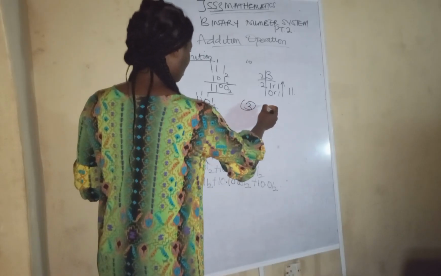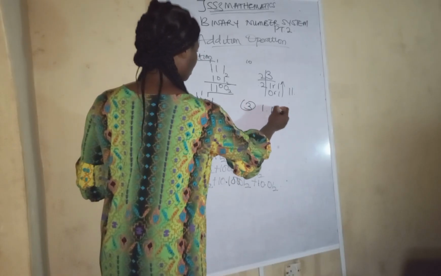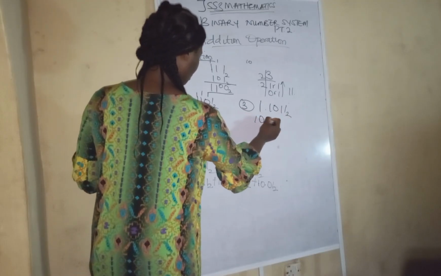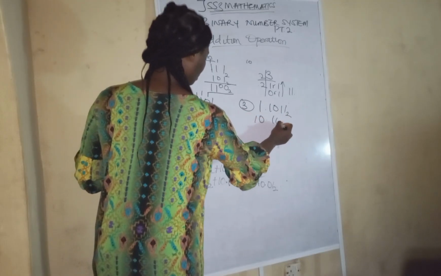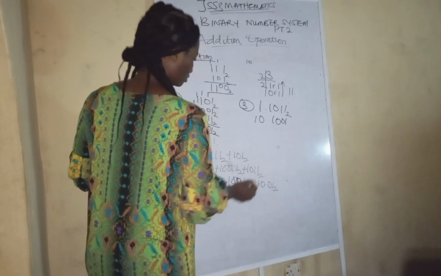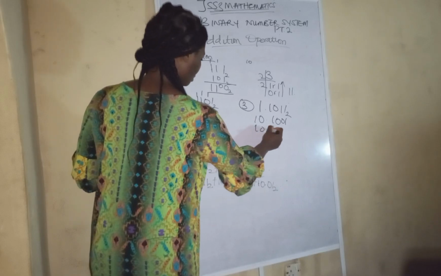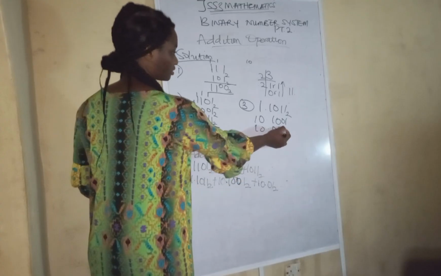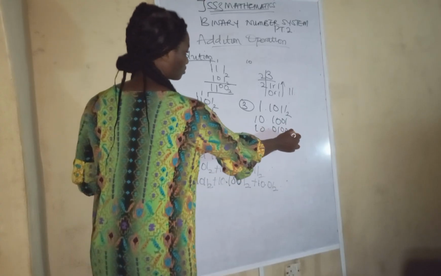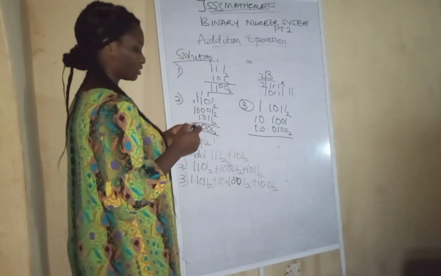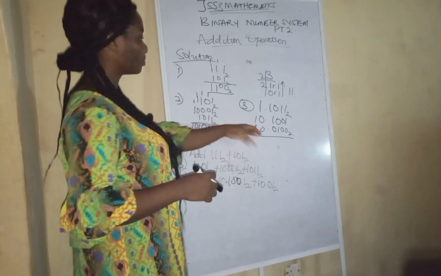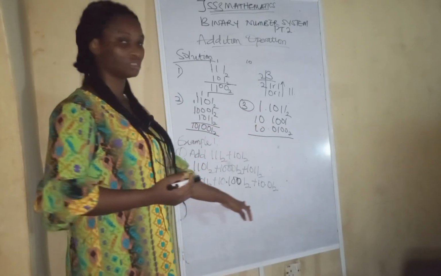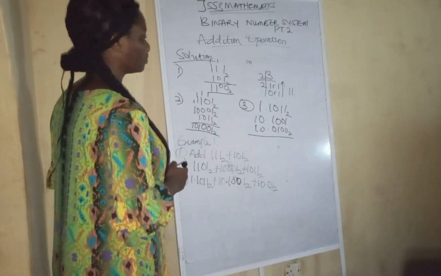So we have 1.1011 base 2. We have 10.1001. So we have 10.01. It's a 01, so you can just add a 00 to complete it. You still get your answer. I'm so sure you get it. You can rearrange it any way you want, but I just arranged it the way it is in the question, so you can just leave it that way.